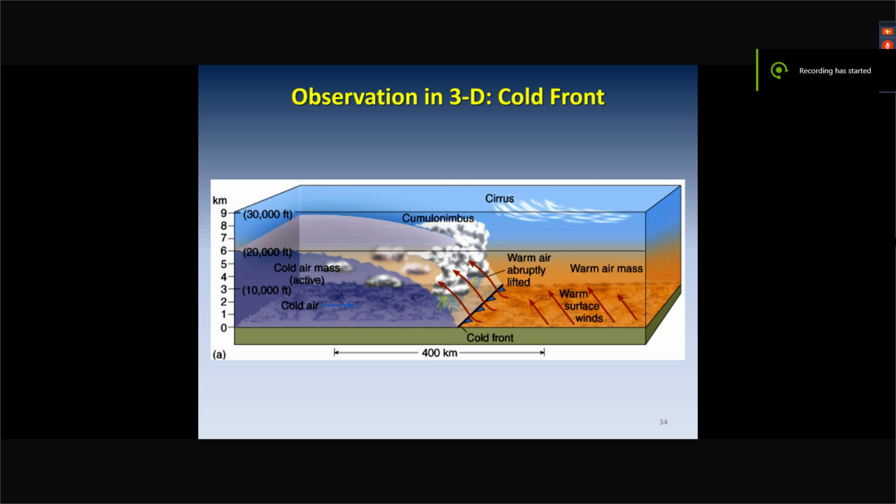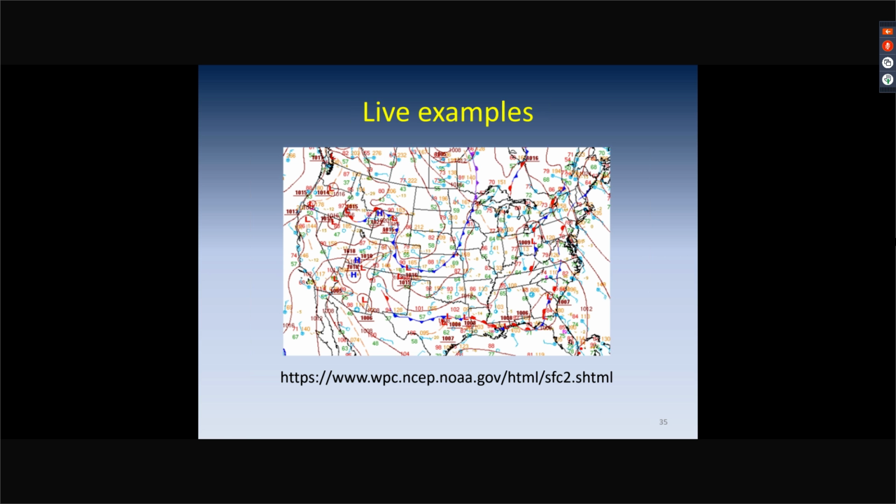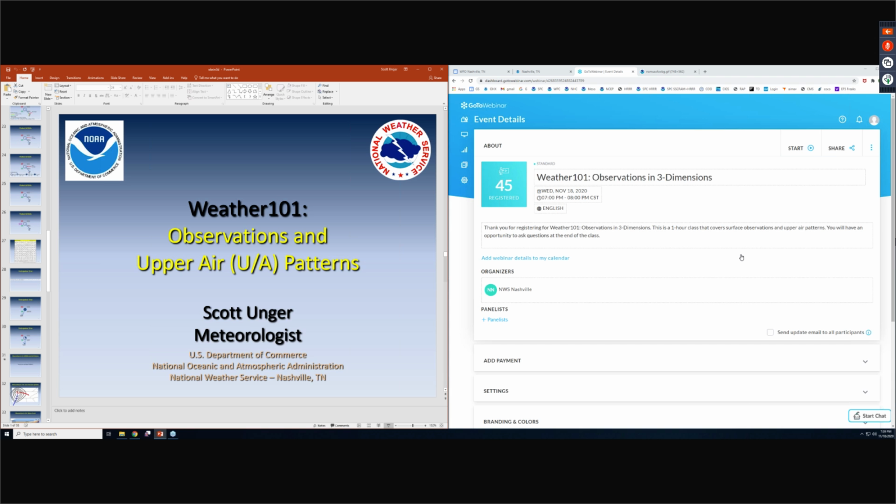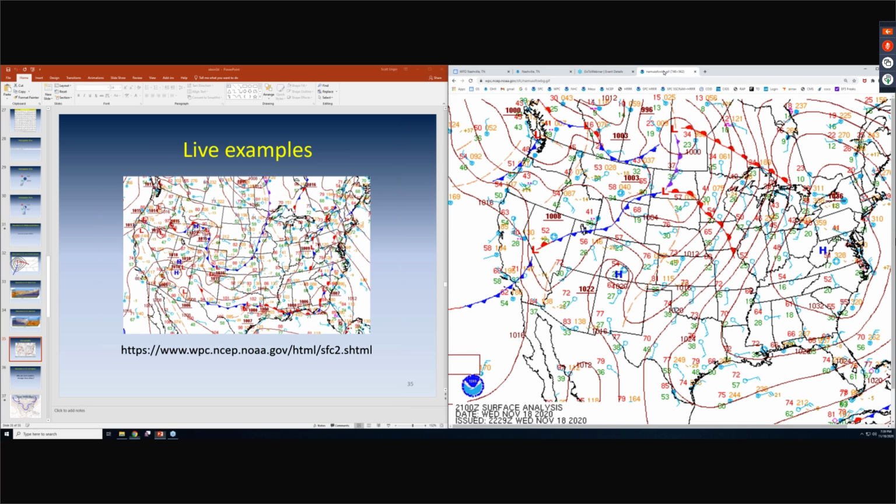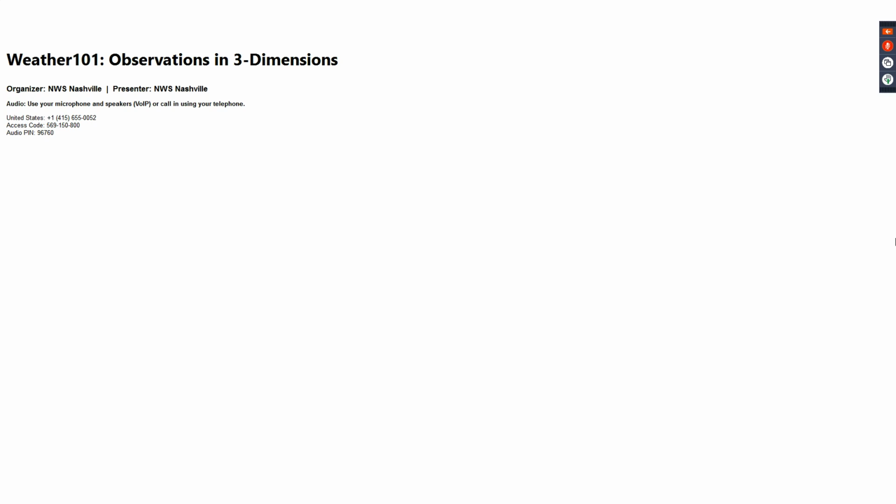And it's along that boundary, or the cold front, where most of the active weather occurs. So now what I want to do is pull up the latest surface analysis. Back out of here, and I'm going to go to this and share a different screen. So I'm going to share that.